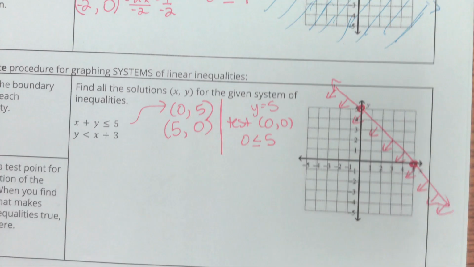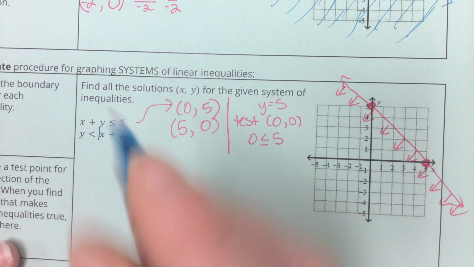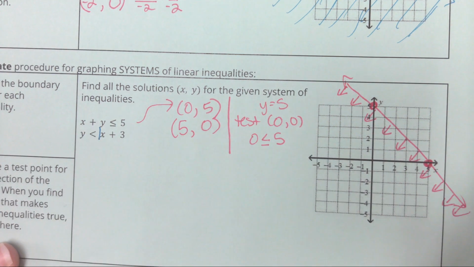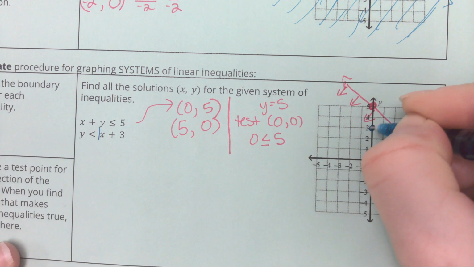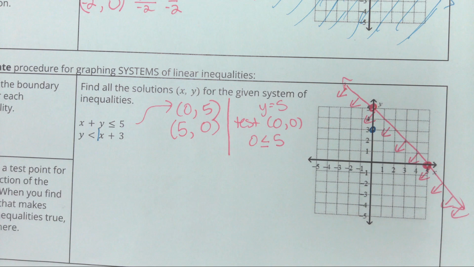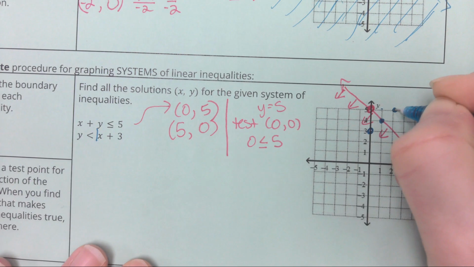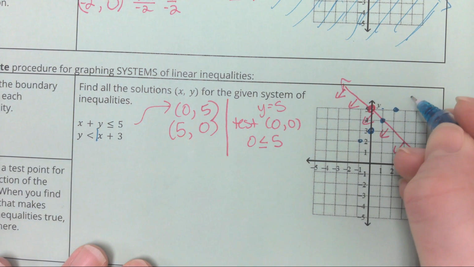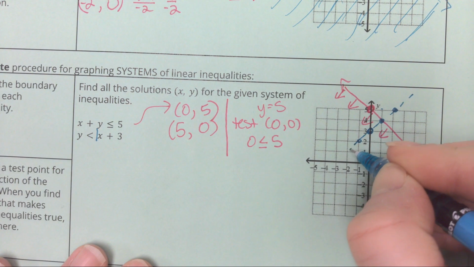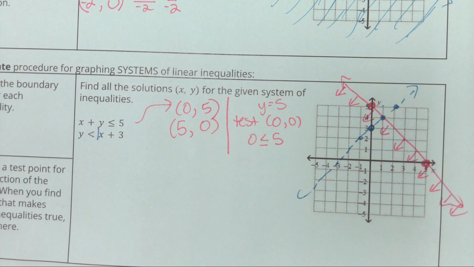All right, let's do the second line. Start your line at 3. Now what? Good. Slope of 1. Up 1 over 1. This is going to be a dashed line.